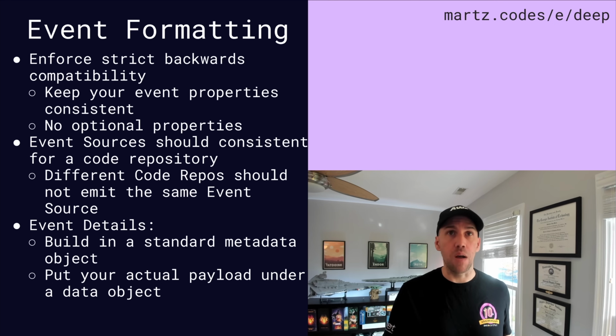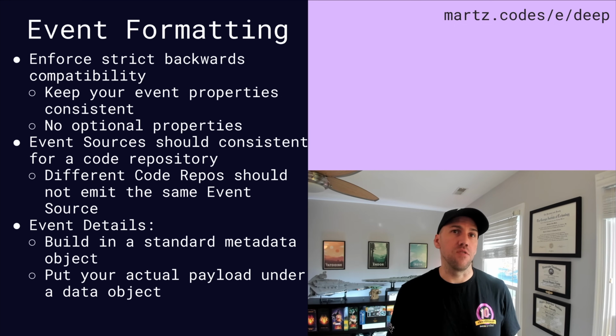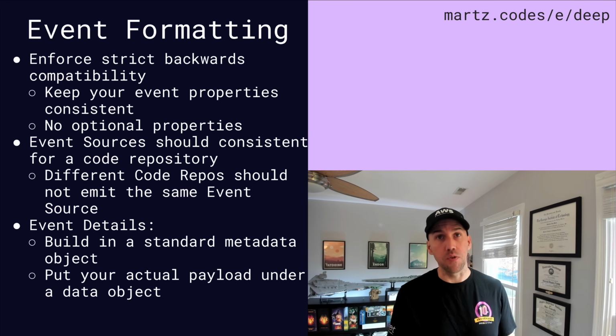Keep your event properties consistent across all events. Consistency aids in predictability and eases integration across different parts of the system. Avoid optional properties in your event schemas. Ensuring that all properties are mandatory simplifies processing logic and reduces ambiguity.